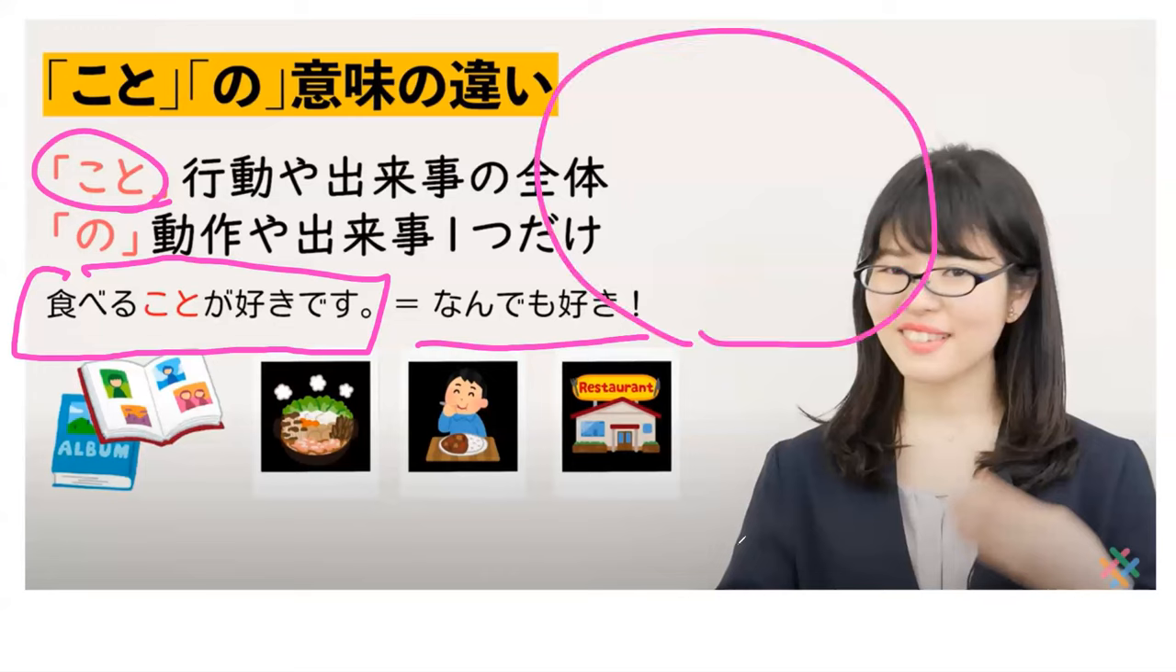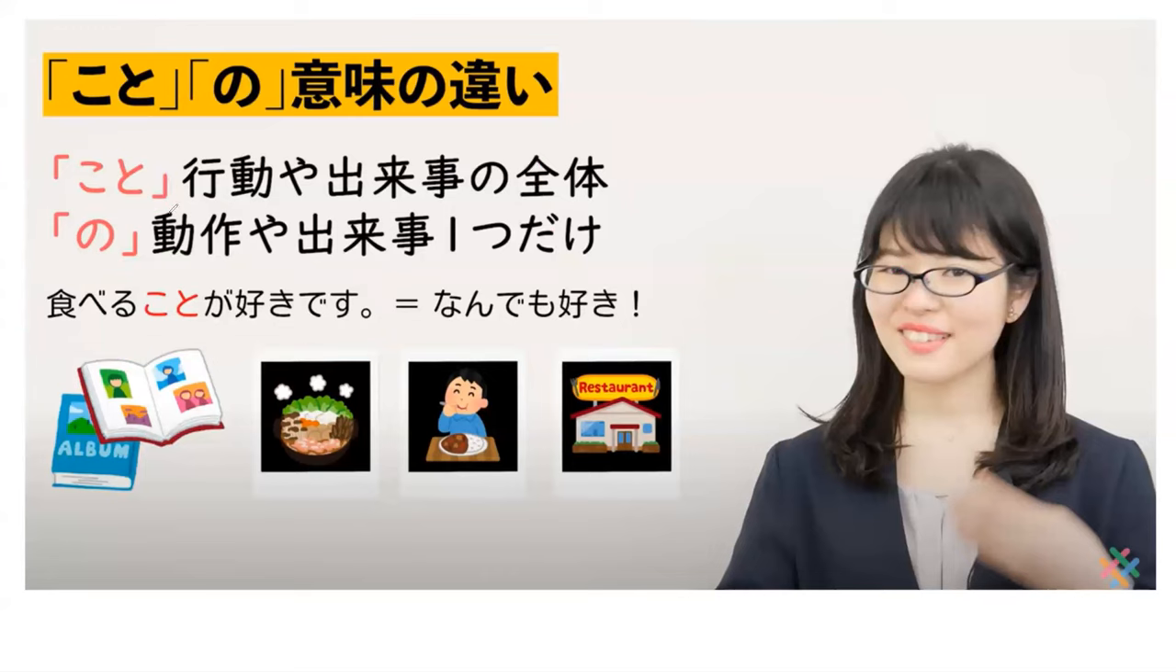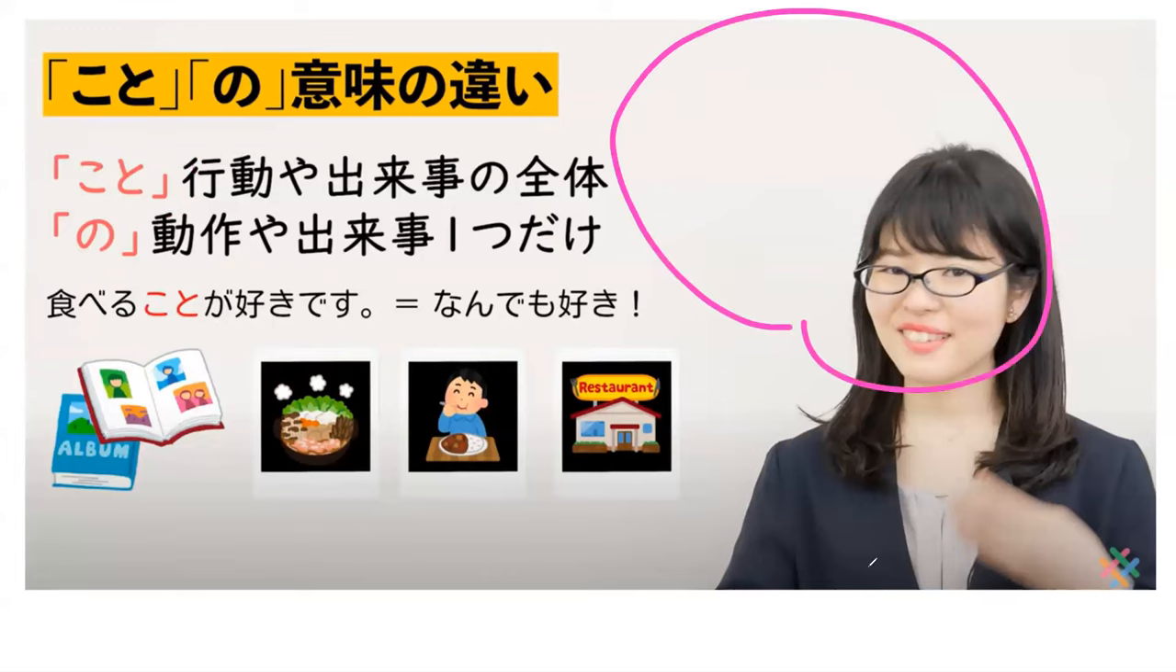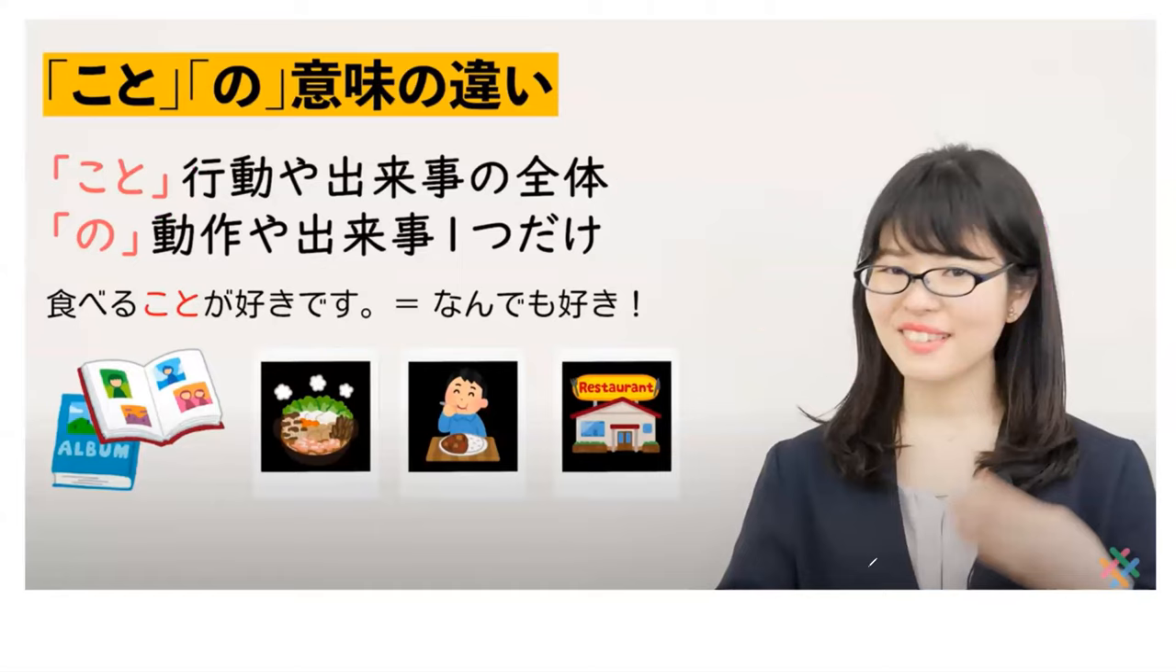So koto works as an enveloping term. That's also why when you confess your love to somebody, you use koto, right? Because you're not just confessing your love to one aspect of a person. You're confessing your love to all about them, like a big photo book about this person of information and all the things they like. So koto is used for that bigger kind of insinuation.